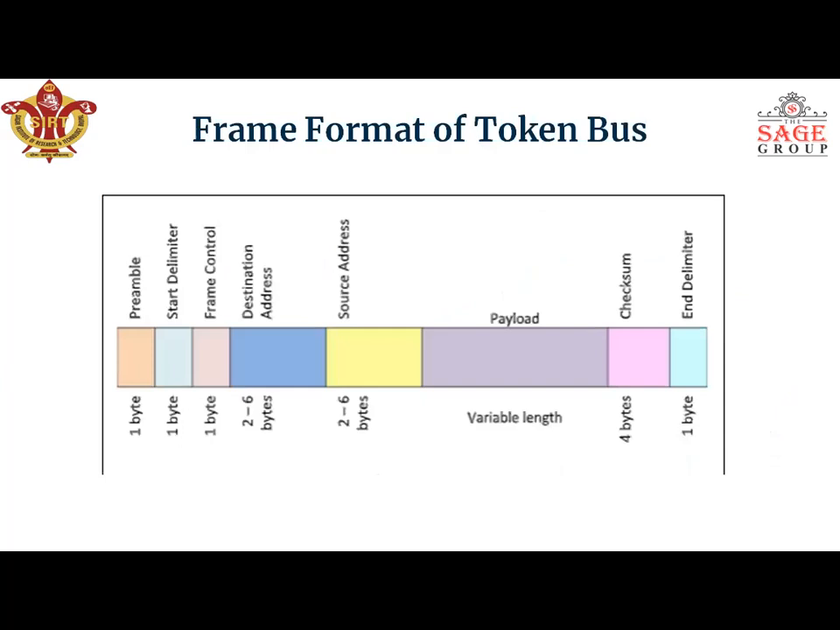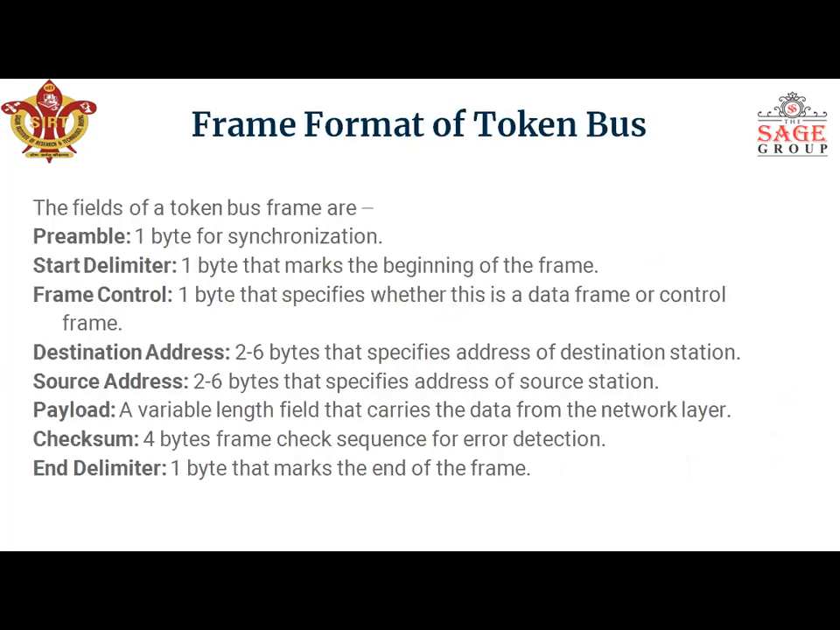Basically this is the frame format of token bus. There are different kinds of blocks, for example preamble, start delimiter, frame control, destination address, source address, payload, checksum, and end delimiter. Payload has a variable length, and each block has a different size, like preamble has 1 byte, start delimiter has 1 byte. And in the next slide, we discuss the important fields of that particular frame format of token bus.